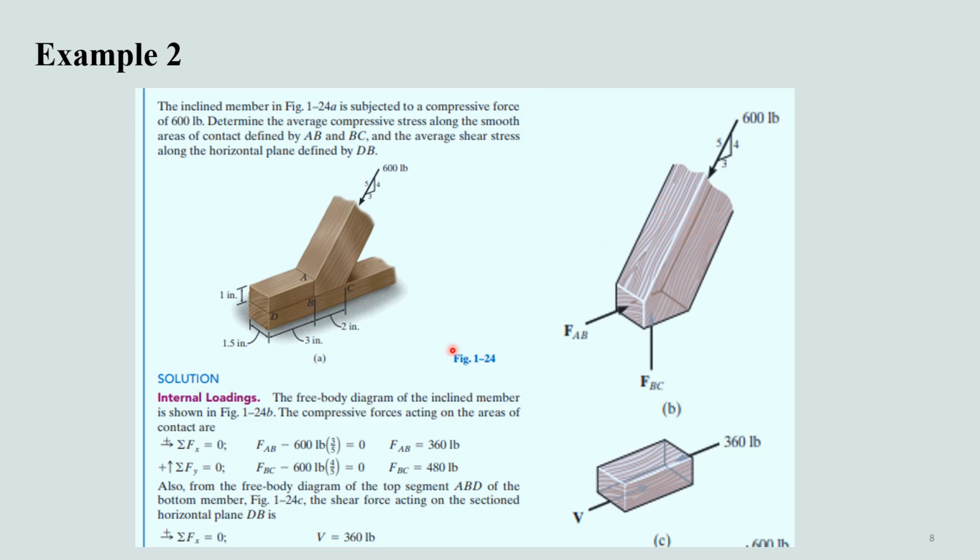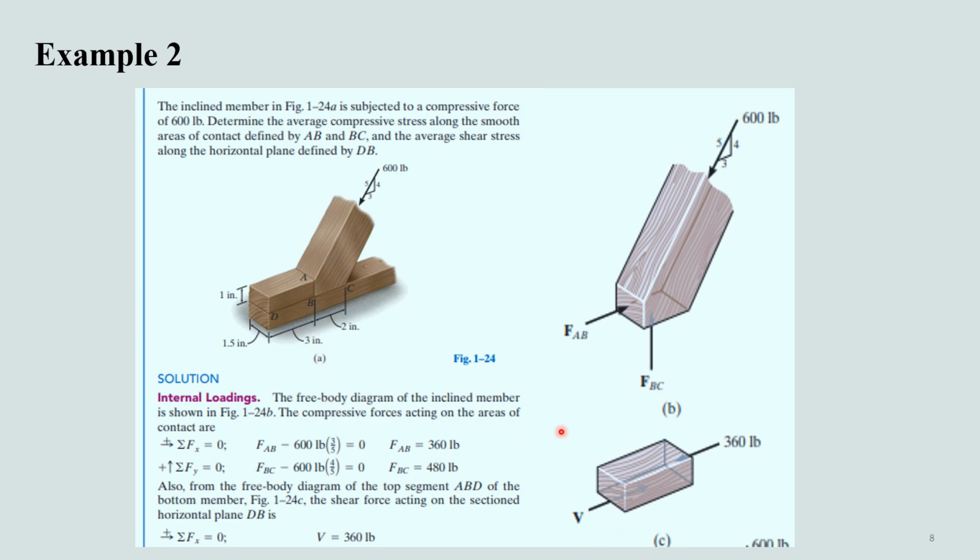Similarly, if we draw the free body diagram of this section DB, we'll come to know that section DB is experiencing shear stress because of this horizontal force acting at AB. Obviously, if a force is acting at AB, it must be resisted by an equal and opposite force at this face, so that the shear failure does not occur at this location.